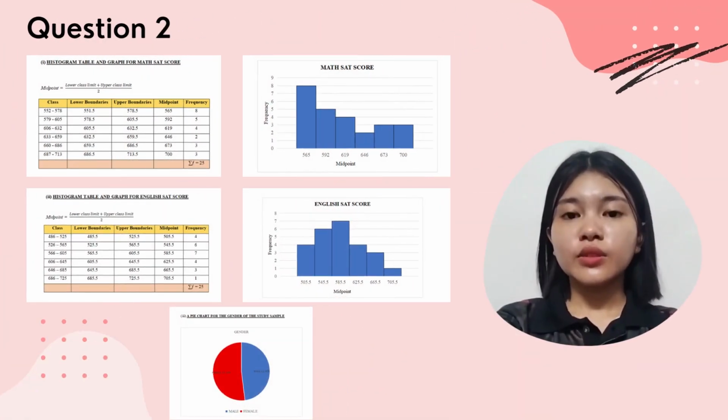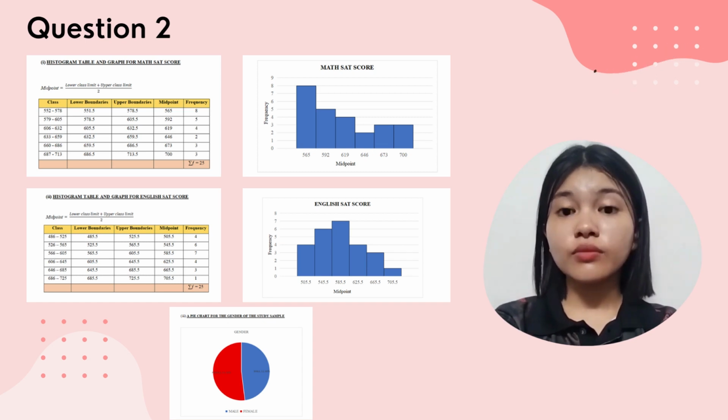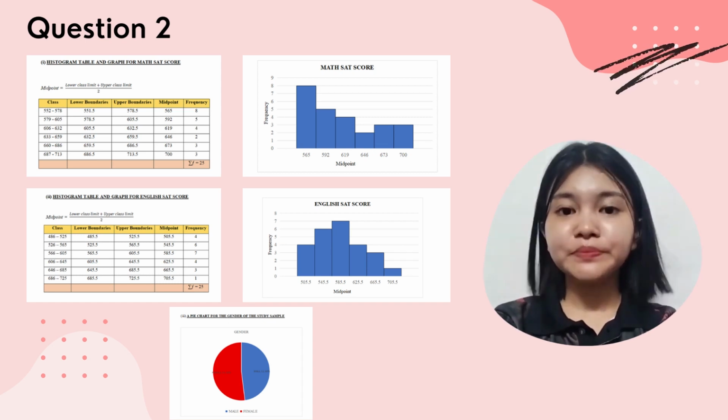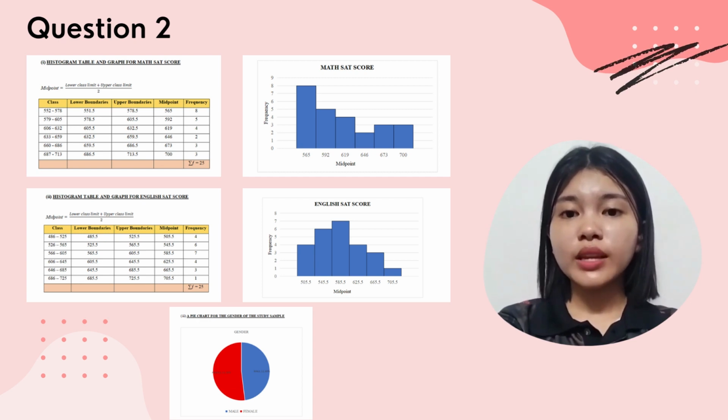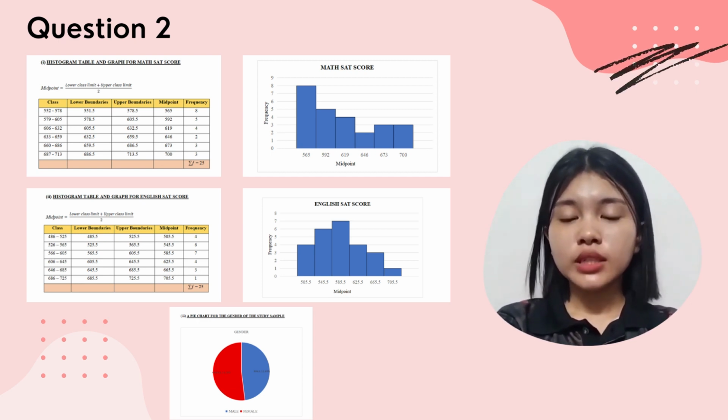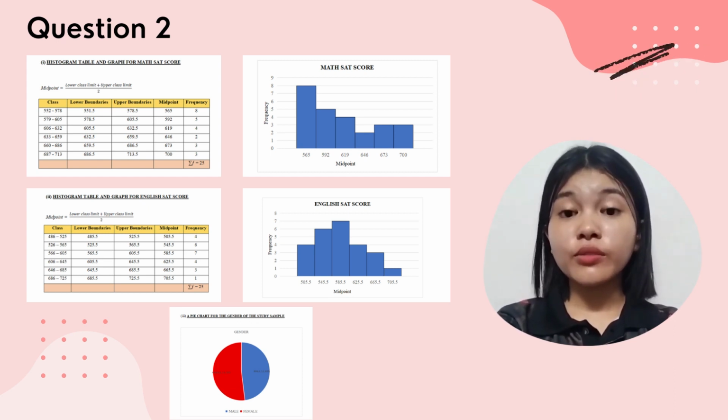Question number 2 is to develop the histogram chart for Maths and English score, and a pie chart for the gender of the study sample. First, I determine the midpoint. The class boundary is the number that separates classes without forming a gap between them. To find the lower boundary, the lower limit minus 0.5.